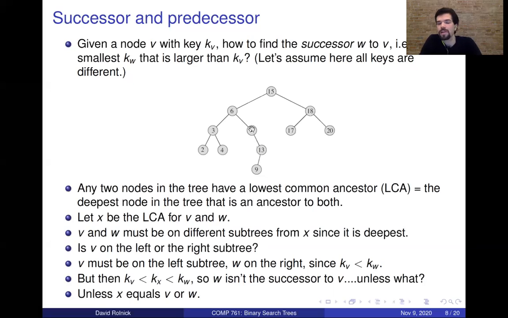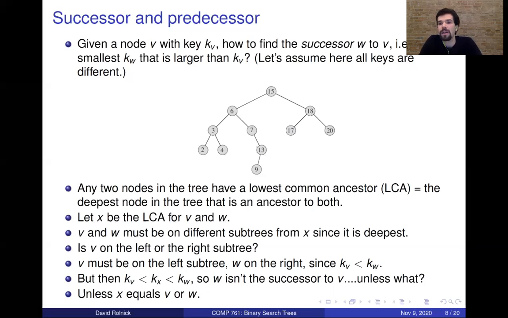So for example, 7 and 9. 9 is W, 7 is V. V is an ancestor of W. So the lowest common ancestor, X, could be one of V and W. And in fact, what this logic says is that it has to be one of V or W. If it were anything that weren't V or W, then V would have to be on the left subtree, and W would have to be on the right subtree.